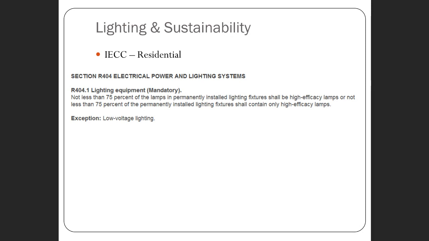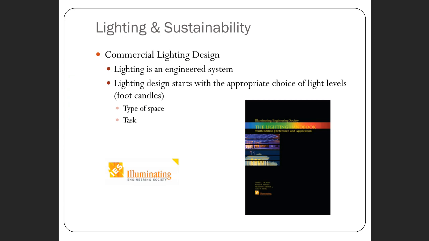So the IECC, the model code, has some stipulations related to the efficiency of residential lighting systems. Not less than 75% of the lamps in permanently installed lighting fixtures shall be high efficiency, right? So they're telling you that, at least the building code is pointing you in the direction of higher performance lighting fixtures.